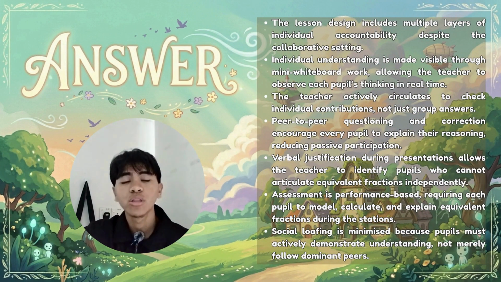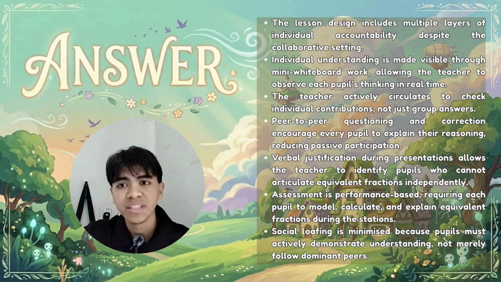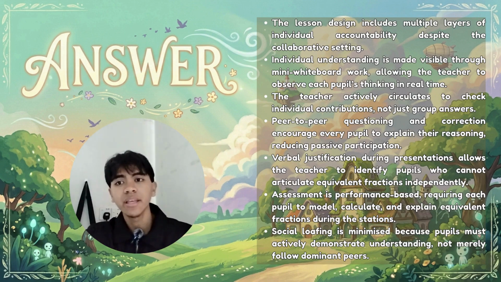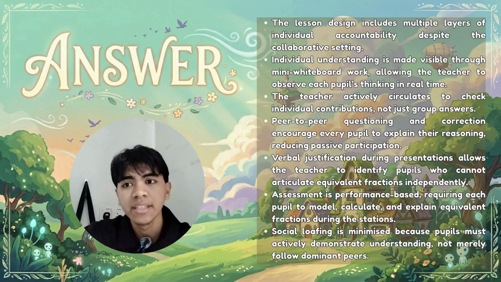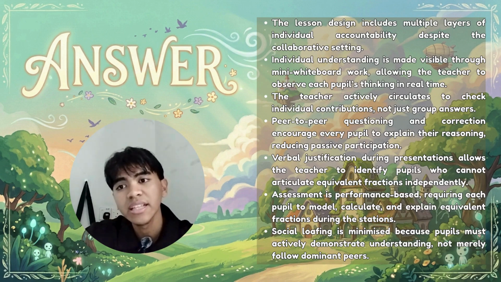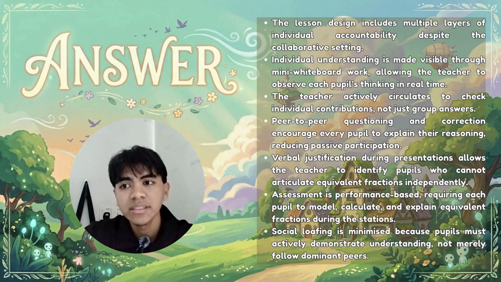Okay, although the lesson strongly emphasizes collaboration, our instructional design deliberately includes multiple layers of accountability to ensure that every pupil achieves learning standard 3.1.2, which is stating equivalent fractions up to denominator 10. Firstly, individual thinking is made visible throughout the learning process. At Station 3, pupils use mini whiteboards to record the patterns they observe and the operations they apply. This strategy allows the teacher to circulate actively during lessons and visually verify each pupil's contribution and understanding rather than relying solely on a group outcome.